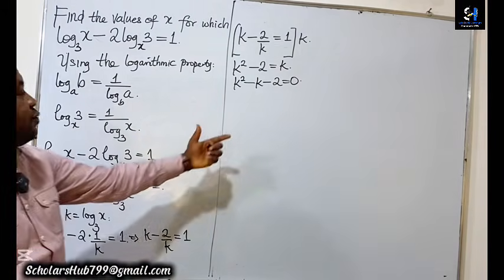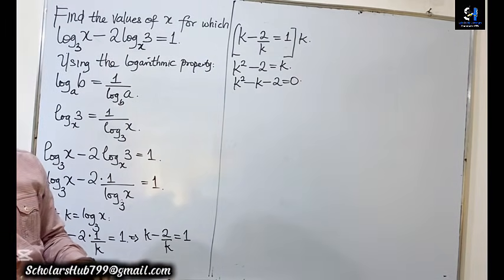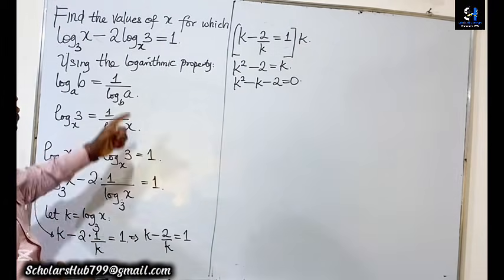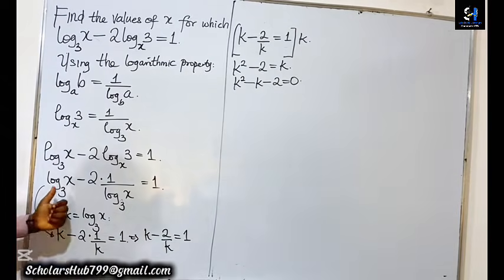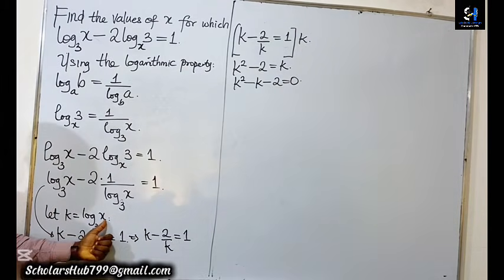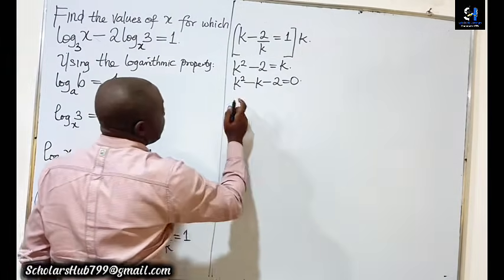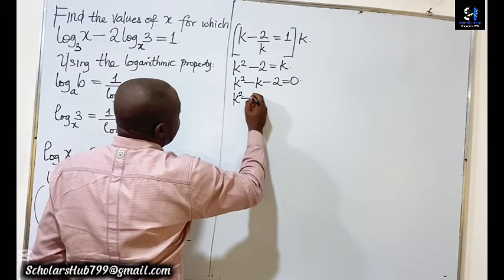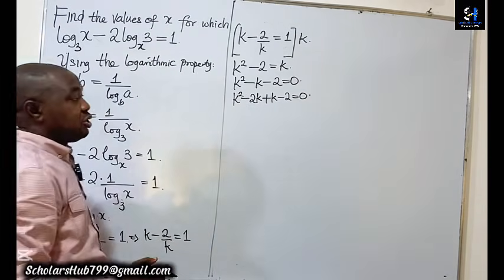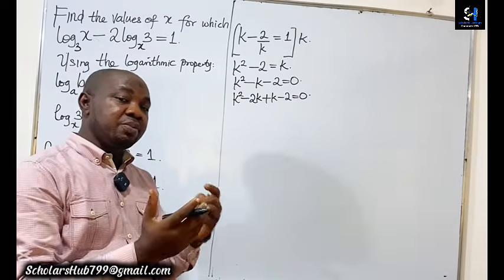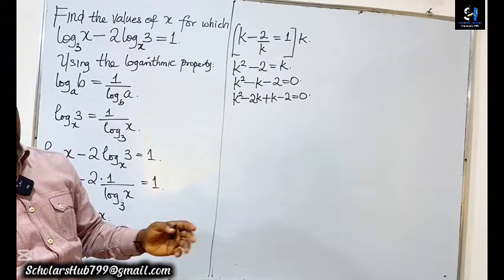All right, now we have a quadratic equation in letter k. But what we want to do is to find the values of x. So we need to first find the values of k after we let log to base 3 of x be equal to k. To factorize this, this will be k squared minus 2k plus k minus 2 equals 0. That is, the two numbers that multiply to minus 2 and add to minus 1 are minus 2 and 1.